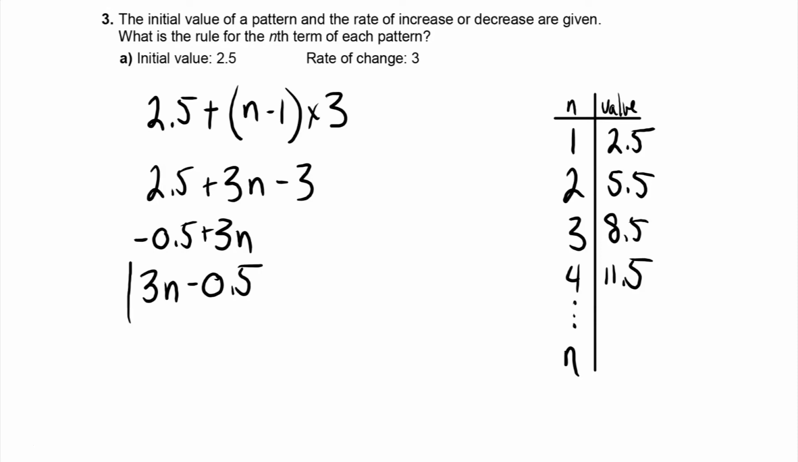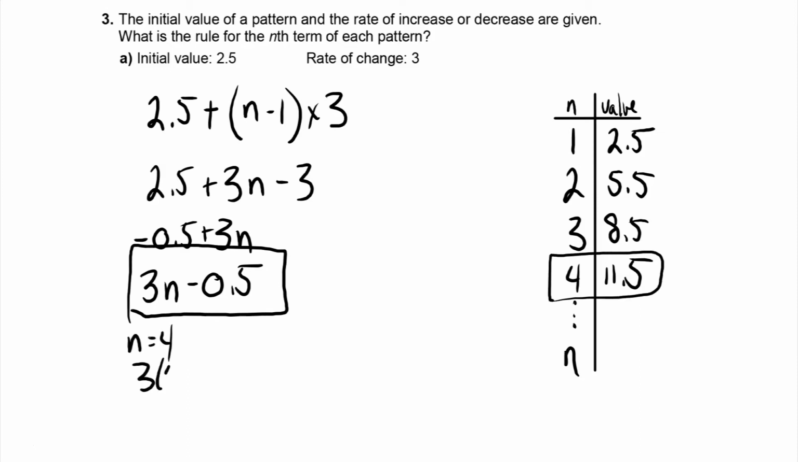Let's check to make sure that is the correct value. If I put in n is 4, I get 3 times 4 minus 0.5, which is 12 minus 0.5, which shockingly turns out to be 11.5, which is exactly what we wanted it to be.